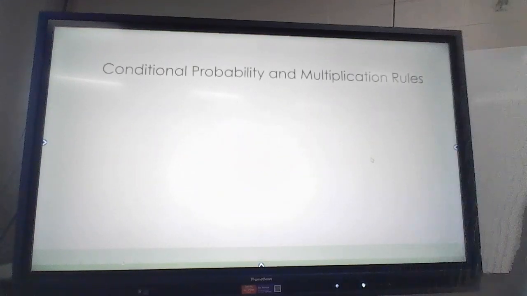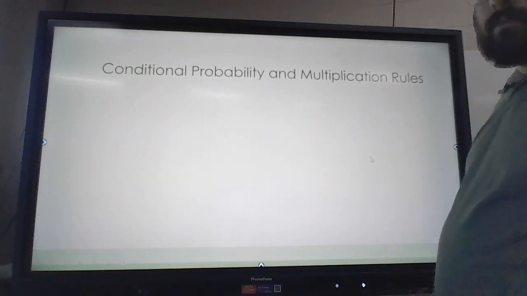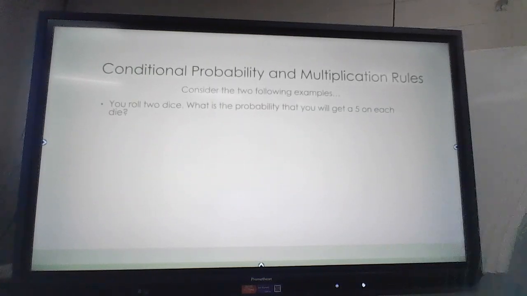So we'll start with conditional probability and multiplication rules. So let's say that you roll 2 dice. The question is, what is the probability that you'll get a 5 on each die?